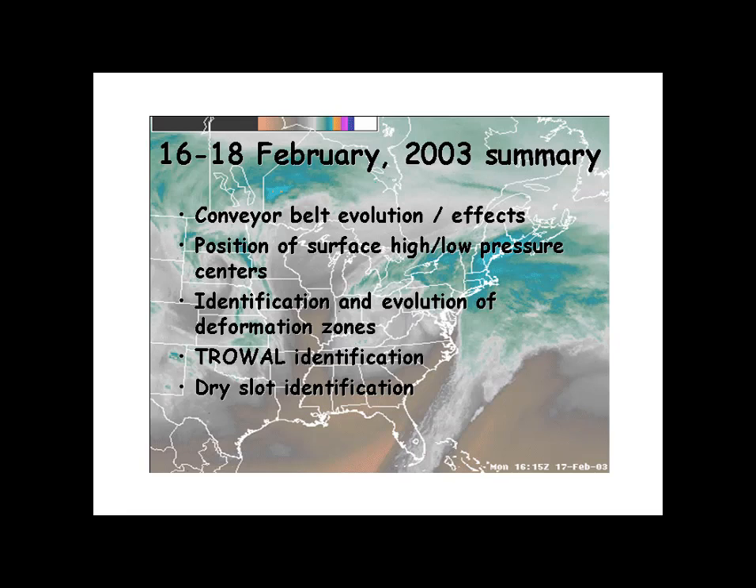So in summary, we looked at the conveyor belts, we followed their evolution and especially what effects they were having. Position of the surface high was pretty important. It played a role in terms of keeping the cold air in place and also keeping that system from moving too quickly. We identified deformation zone and followed its evolution, and we saw that played a pretty important role here. We also looked at the dry slot and followed that along. That's one thing you can definitely use the water vapor imagery for in terms of extrapolation, where it's going to go, and get an idea about timing as well.